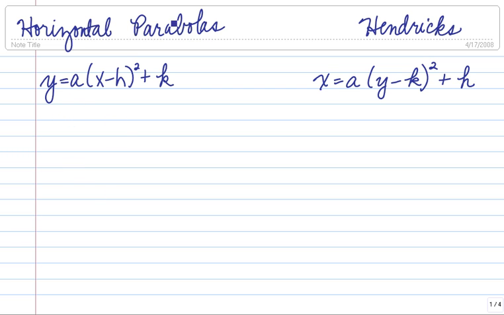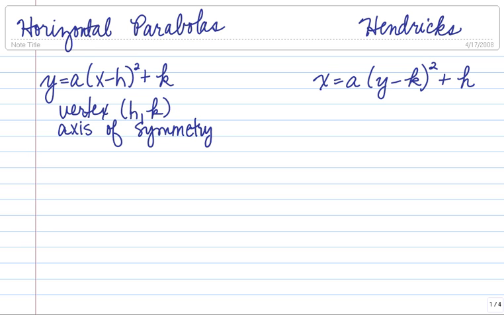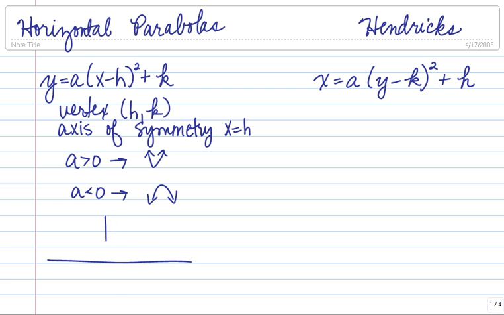It has a vertex of (h, k). It has an axis of symmetry at x is equal to h, that is a vertical line through the vertex. We know that if a is positive, the parabola is going to open up. And if a is negative, the parabola frowns, right, and it opens down. And so generally the shape looks something like this.